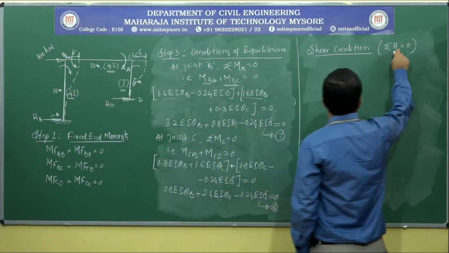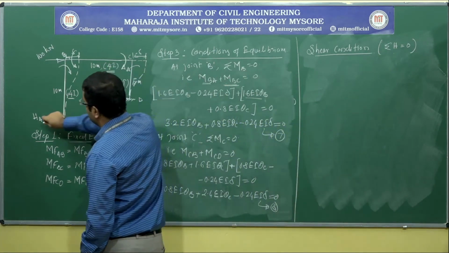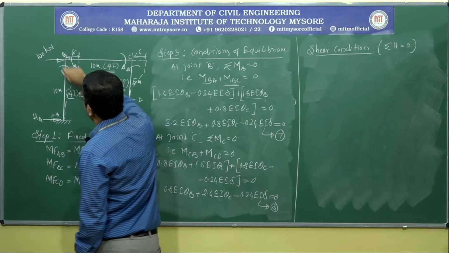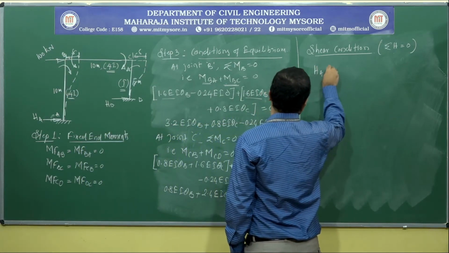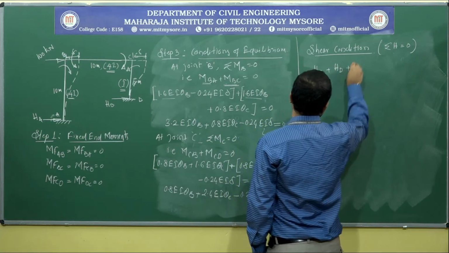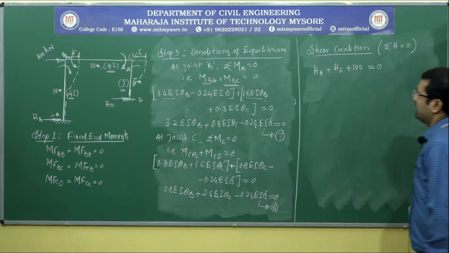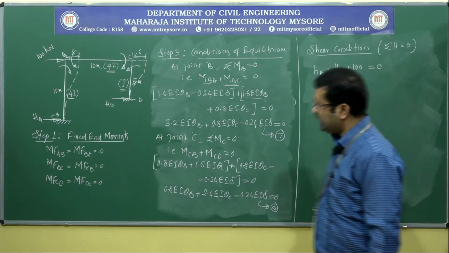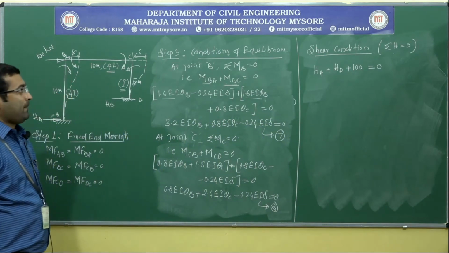So here if I take the sum of all the horizontal forces which are acting on the frame, you can see HA, HD and we have 100 kilonewton. So, this is HA plus HD plus 100 kilonewton. This total sum should be equals to 0. Then only the entire frame will remain in the equilibrium condition.